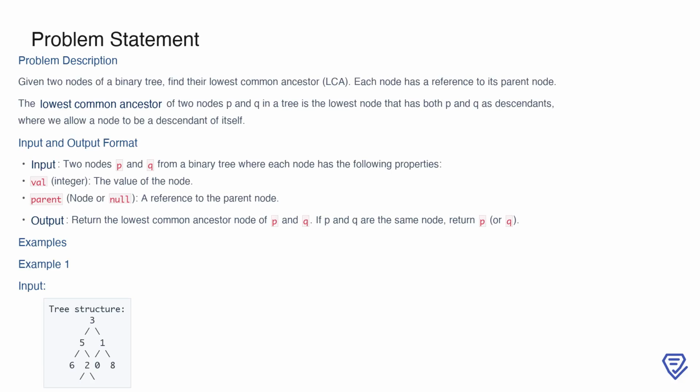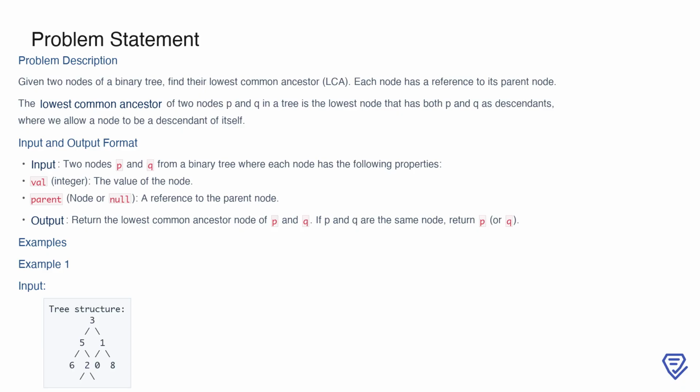In this problem, we are tasked with finding the lowest common ancestor, or LCA, of two nodes in a binary tree. Each node in the tree has a reference to its parent node, which allows us to traverse upward in the tree. The lowest common ancestor of two nodes, P and Q, is the lowest node in the tree that is an ancestor of both P and Q. Importantly, a node is considered a descendant of itself, so if P and Q are the same node, the LCA is simply P, or equivalently, Q.